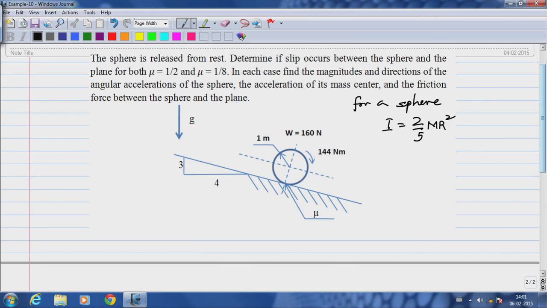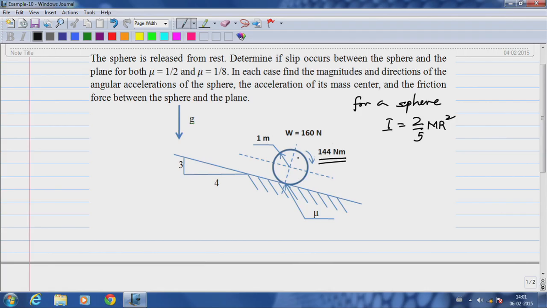There is a sphere that is rolling down an inclined plane. The inclined plane is 4 on the horizontal and 3 on the vertical. The mass of the sphere is 16 kg or 160 newtons in force. The radius is 1 meter. There is an external moment that is acting on this sphere in the magnitude of 144 Newton meter.